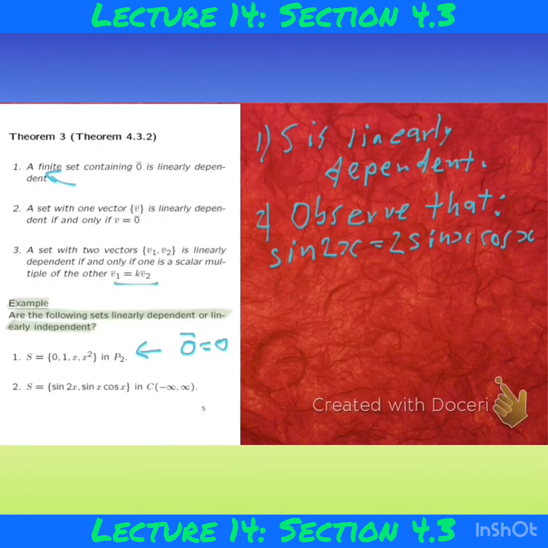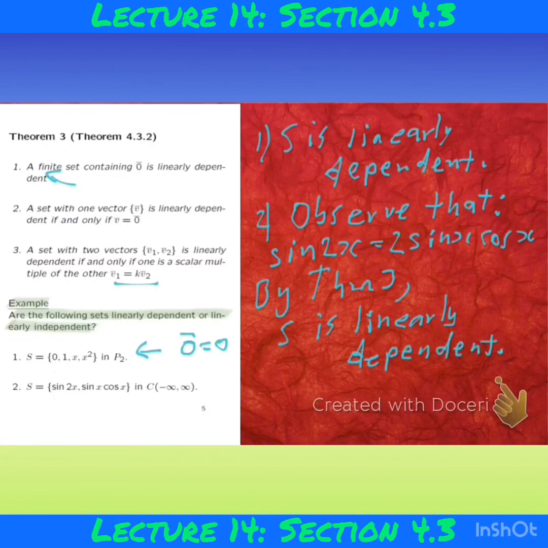So we've shown that sine 2x is a scalar multiple of the other vector in the set. This theorem states that if you have a set of two vectors and one is a scalar multiple of the other one, then the set is linearly dependent. So by theorem 3, S is linearly dependent.